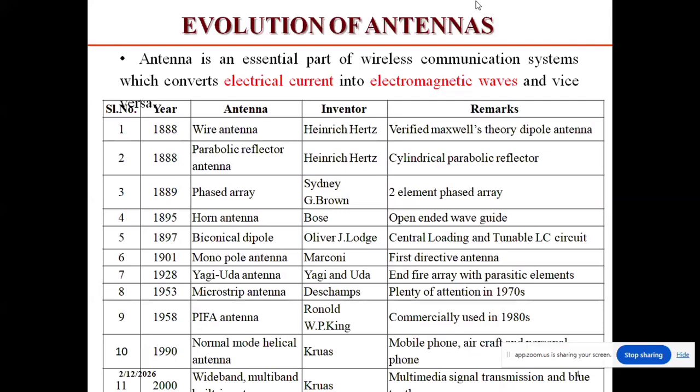In 1897, the biconical dipole antenna was invented. And the Yagi-Uda antenna was invented by Yagi and Uda. Marconi is the father of wireless communication. He invented and verified the monopole antenna. And the microstrip patch antenna was invented in 1953. After that, there were many inventions in patch antennas, and different varieties of patch antennas also exist.